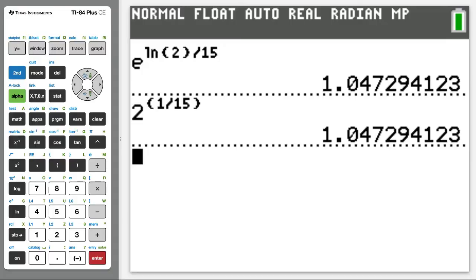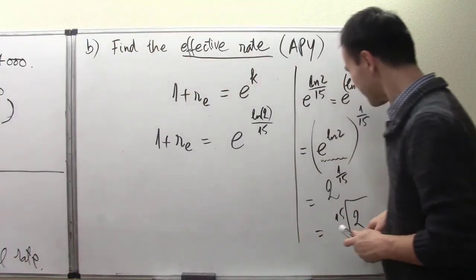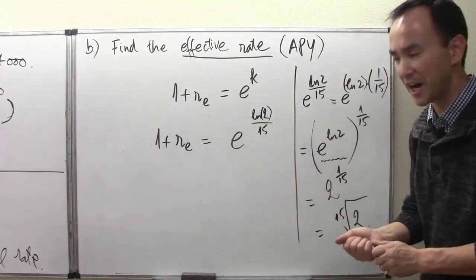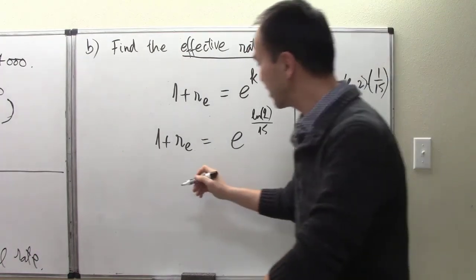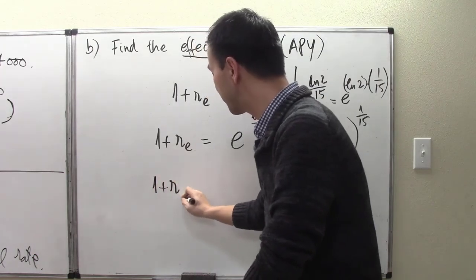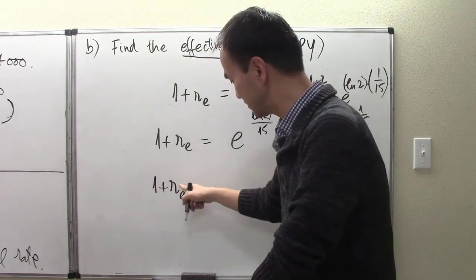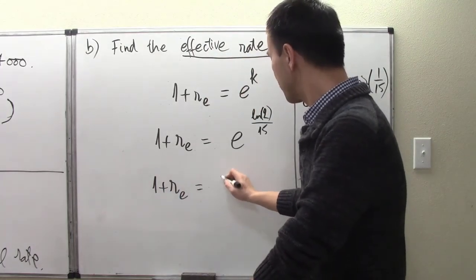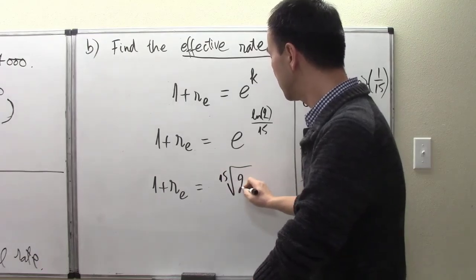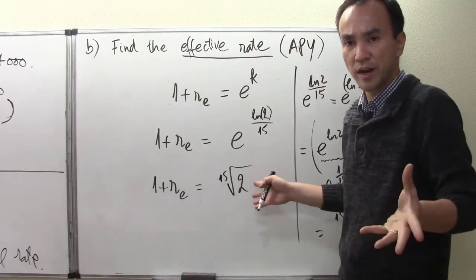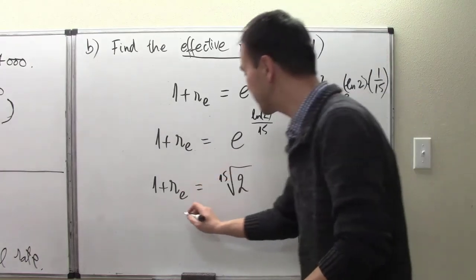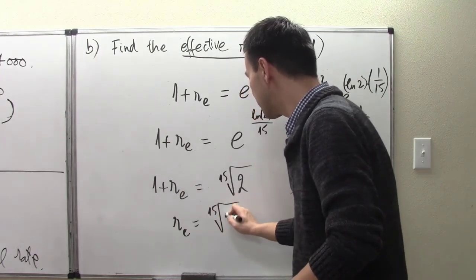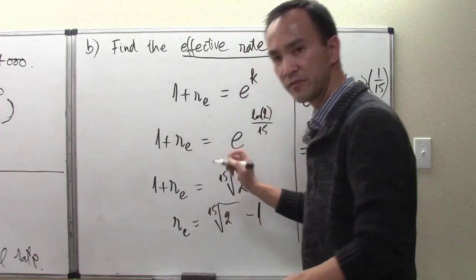Now we're firm here, but for now I'm going to stick with this root expression until the very final point. So 1 plus the effective rate, also known as the APY, is equal to the 15th root of 2. And now we're ready to solve for the effective rate. The effective rate is just a matter of subtracting 1 from the 15th root of 2.